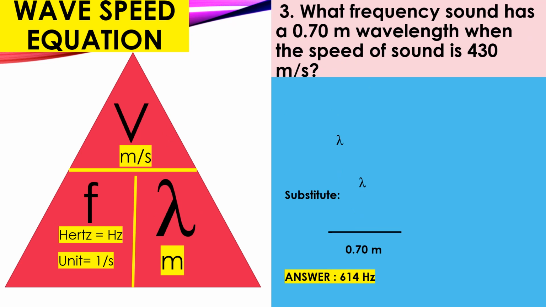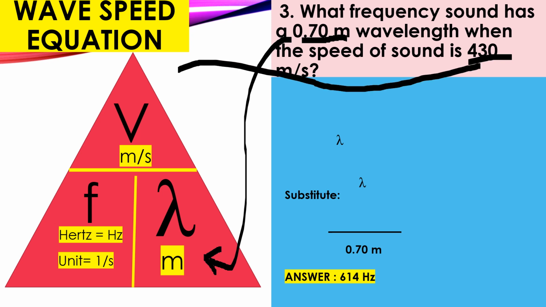Okay, number 3. So, what is the frequency? This time, ang hinahanap naman ay si frequency of the sound that has 0.70 meter. Okay? So, 0.70 meter is our wavelength. Kasi meter. And then you have the speed of the sound is 430 meter per second. So 430 meter per second is your wave speed. So sound speed. Wave speed of the sound, sorry.